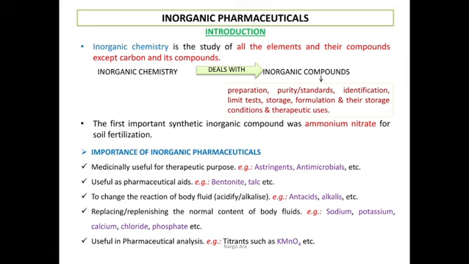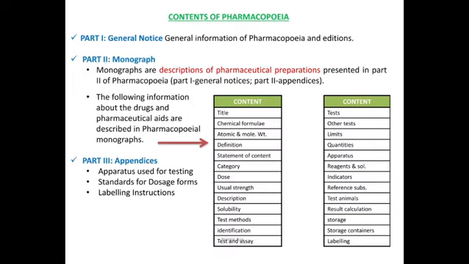Also, it is useful in pharmaceutical analysis, for example, titrants such as potassium permanganate, which is KMnO4, etc. Next, what are the contents of pharmacopoeia? Here, we are going to discuss it in three categories.